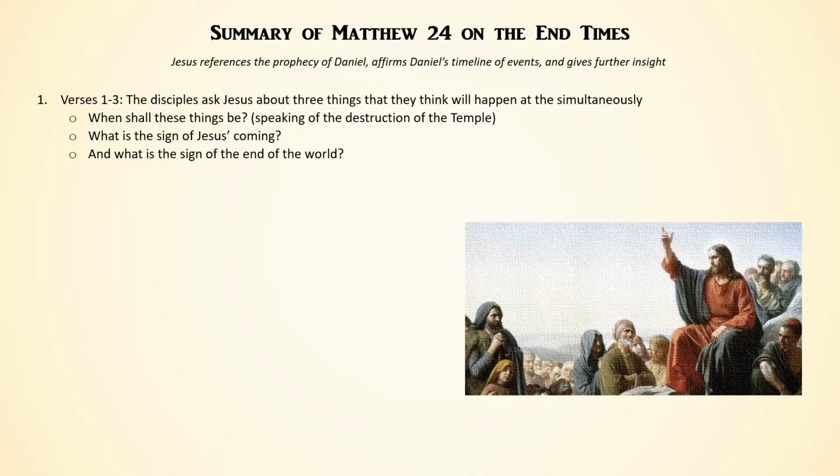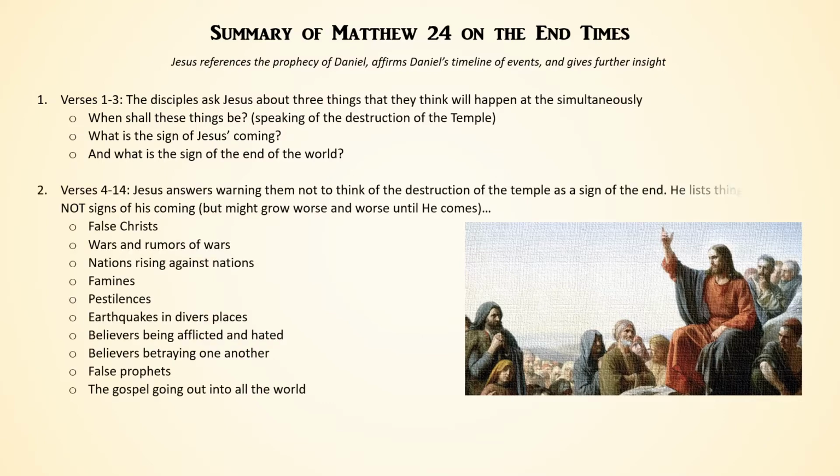Jesus, knowing that the destruction of the temple is going to be separated from his coming, corrects them. In verses 4 through 14, Jesus answers, warning them not to think of the destruction of the temple as a sign of the end. He lists things that are not signs of his coming, but might grow worse and worse until he comes. And those things are false Christs, wars and rumors of wars, nations rising against nations, famines, pestilences, earthquakes in diverse places, being afflicted and hated, believers betraying one another, false prophets, and the gospel going into all the world.